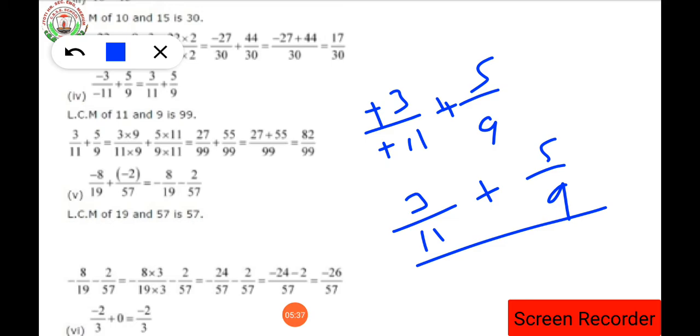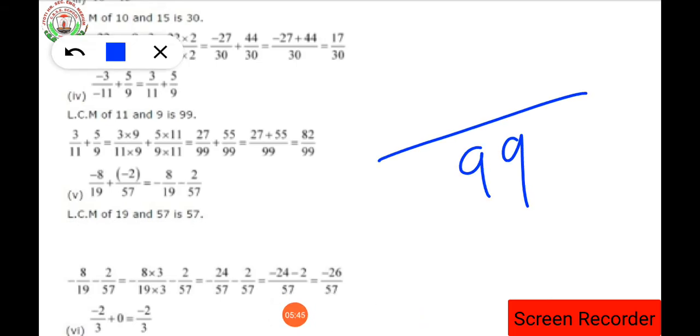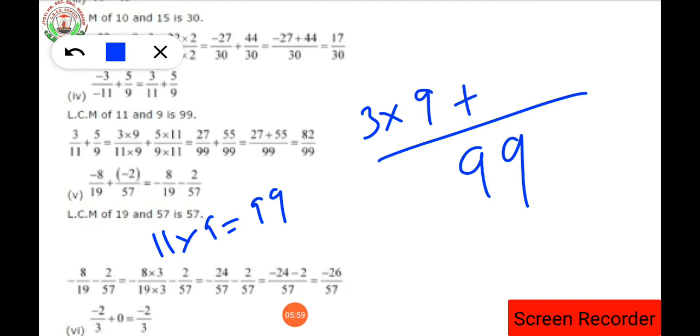So finding the LCM of 11 and 9, what will it be? When we find the LCM of 11 and 9, we get 99, isn't it? Because 11 into 9 will be 99. So 99 comes in the table of 11 how many times? That comes in the table of 11 9 times. Plus 99 comes in the table of 9 how many times?